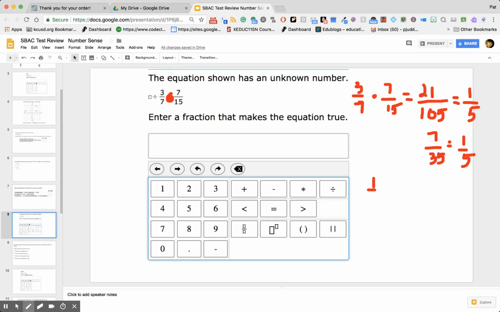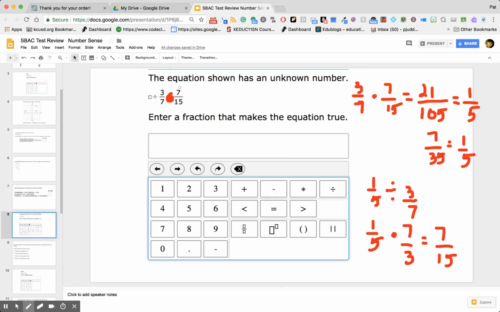So if I have 1/5 divided by 3/7, I'm going to use inverse operation. 1/5 times 7/3. 1 times 7 is 7. 5 times 3 is 15.